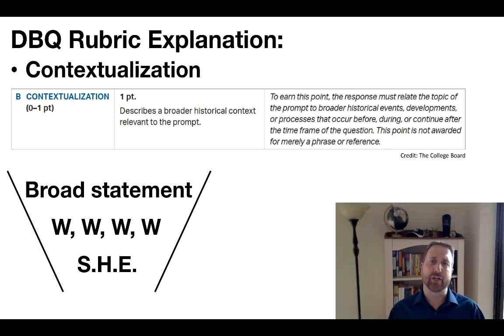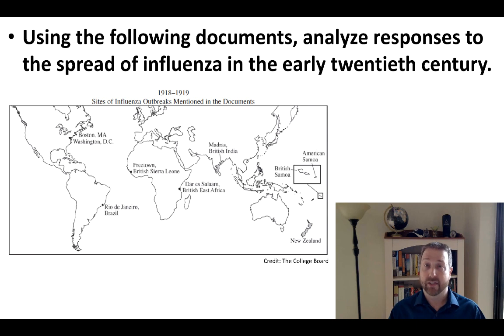So let's look at the question again and check this out. Sometimes they may offer some background information about the prompt. If they provide this, you better pay attention to it. It could be a text or a map, as you see here. Notice the question requires you to analyze responses to the spread of influenza. Well, since this is asking about effects, a logical focus for the contextualization would be causes for the spread.